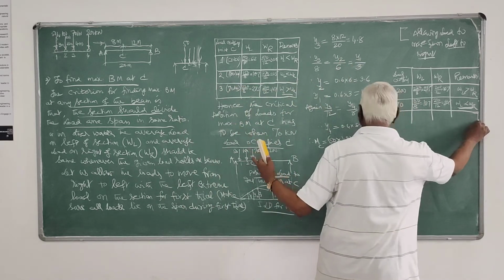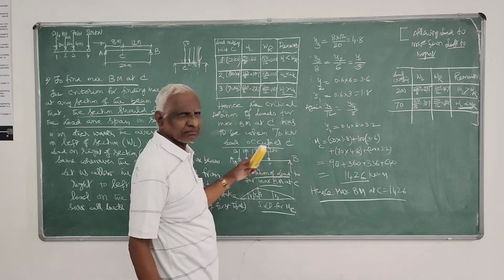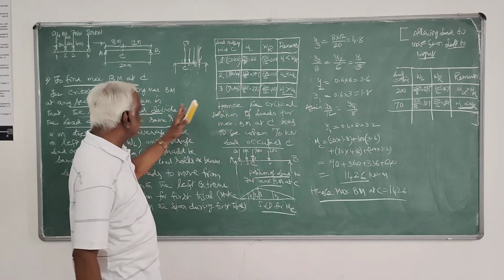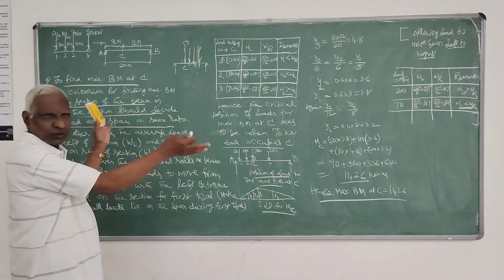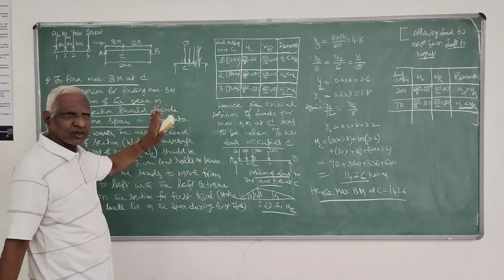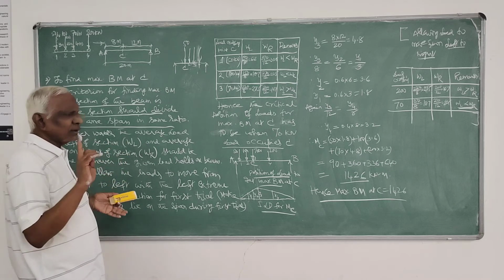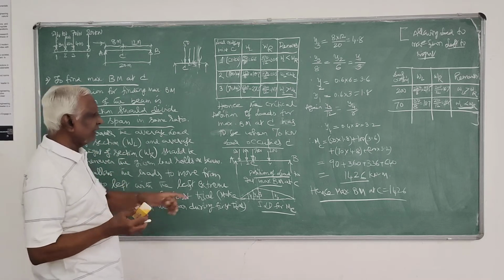So here also I got the same thing. Once you arrive at that particular position, to satisfy the criteria I have shown, you can allow the load to move from left to right or right to left. You will get the same value. What calculation you can do, right?